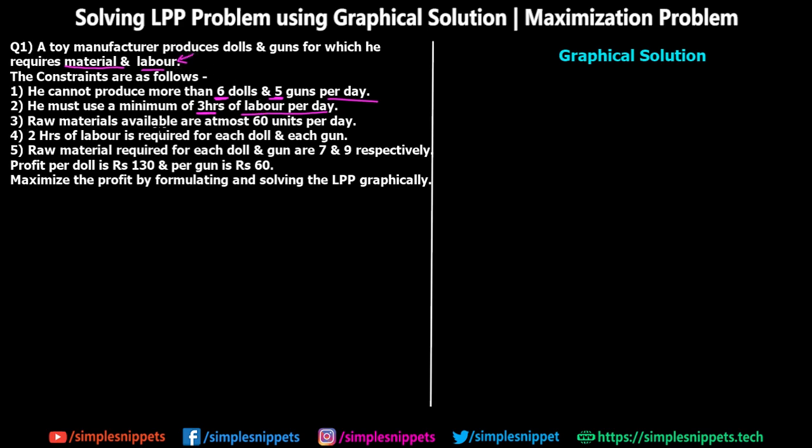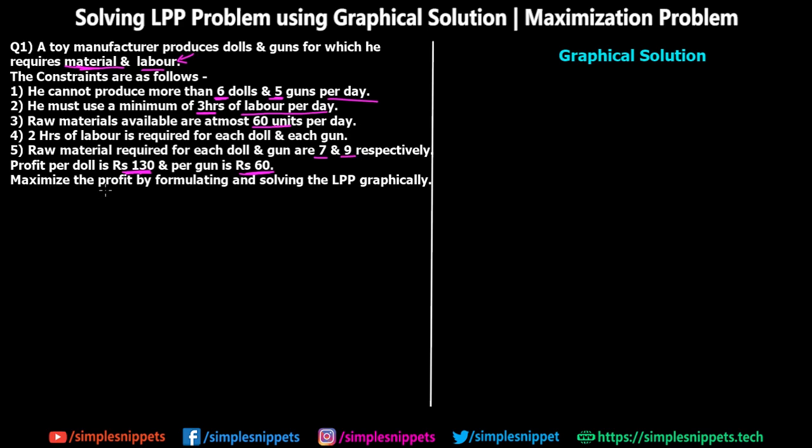Next is raw materials are available at most 60 units per day. So the raw materials, that is the second part used to make these dolls and guns, has a limit of 60 units per day. 2 hours of labor is required for each doll and each gun. Raw materials required for each doll and gun are 7 units and 9 units respectively. And the profit per doll is rupees 130 and per gun is rupees 60.